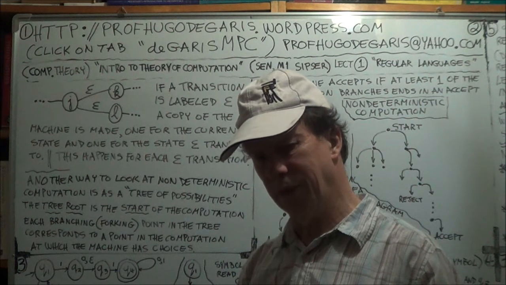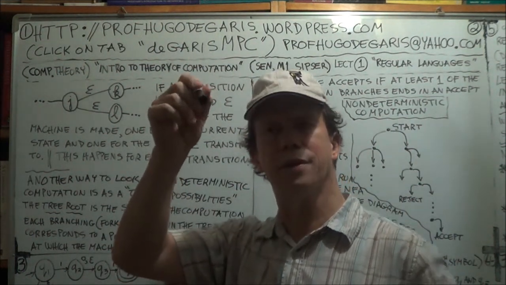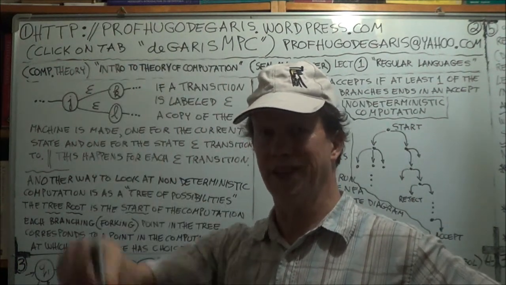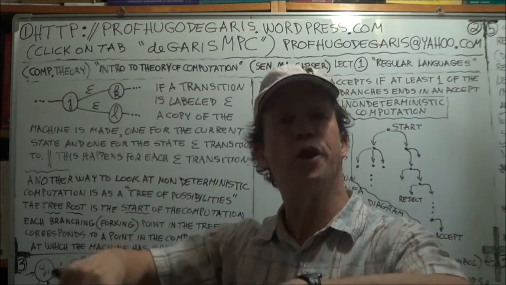So if you start at the top here, say at the root node, that's the starting state, and let's say time is going down vertically. And so every time you branch, you get a splitting, a forking, if you like.